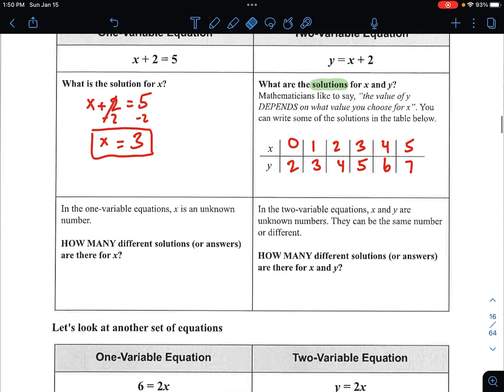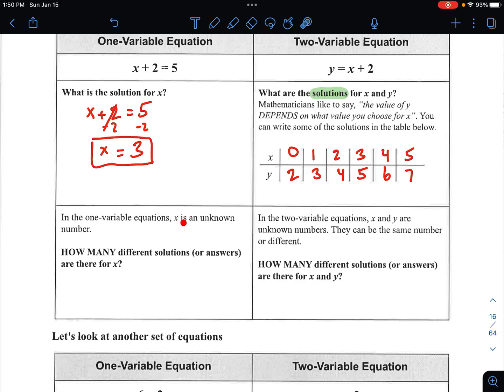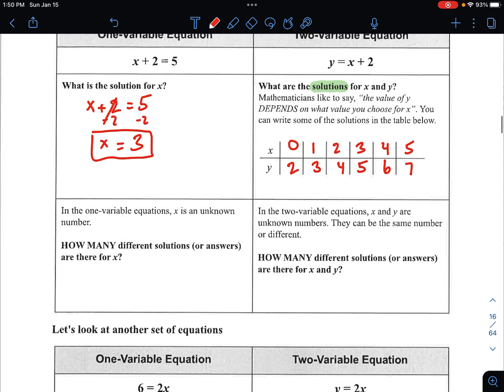So let's look at the left side. In one variable equations, x is an unknown number. How many different solutions or answers are there for x? There is only one solution, because there's no other answer we could put in for x. No number we could put in for x would make this statement true.